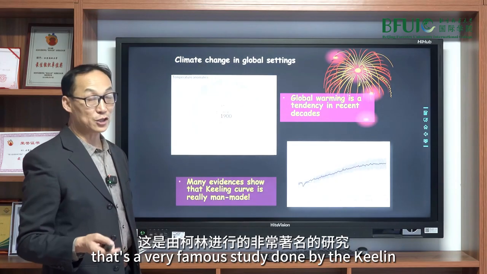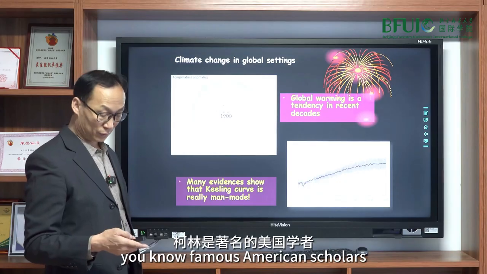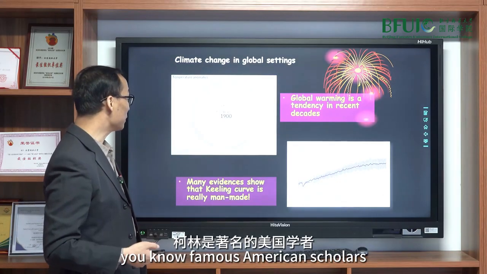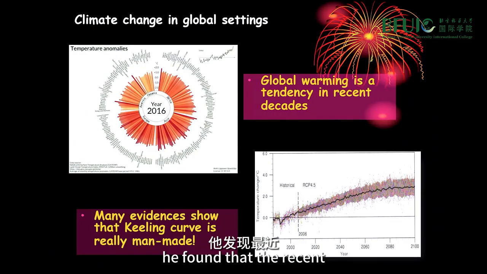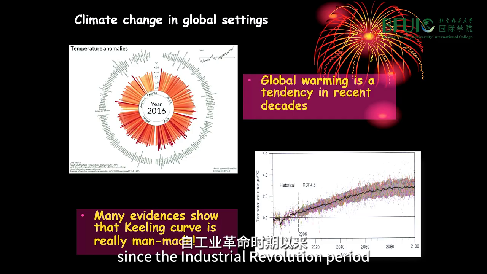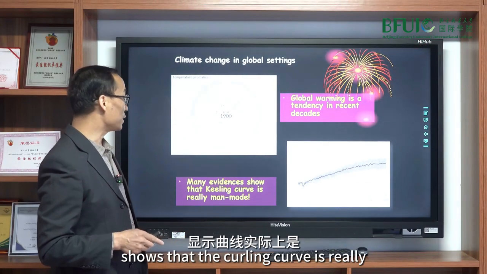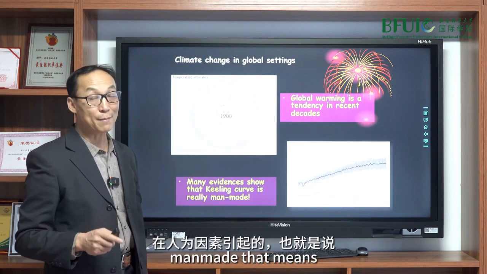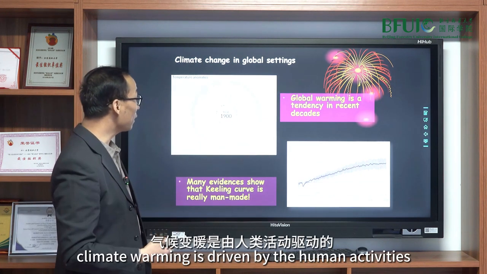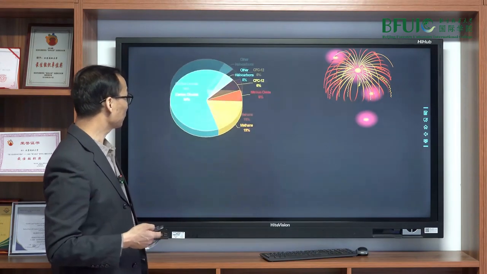There's a very famous study done by Keeling, a famous American scholar. He found that the recent climate warming is associated with CO2 emissions into the atmosphere since the Industrial Revolution period. So many pieces of evidence show that the Keeling curve is really man-made. That means climate warming is driven by human activities.